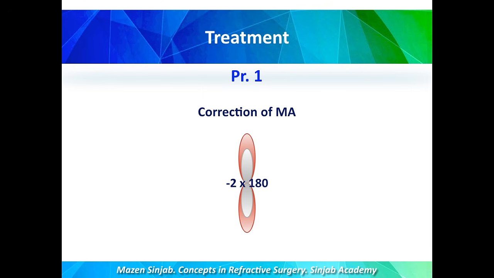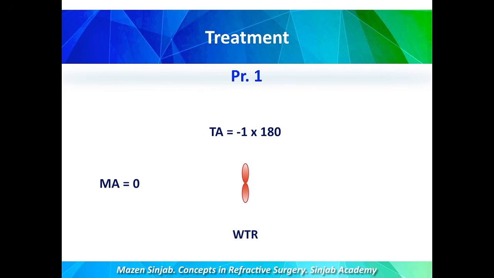And in this way, we will obtain a postoperative manifest refraction equal to 0, while the topographic astigmatism will be reduced, like in this example. It becomes -1 at 180, so it is still with the rule. We have not converted it into against the rule, and we have reduced the amount of topographic astigmatism, and we have corrected all the amount of the manifest refraction. So this case is straightforward.